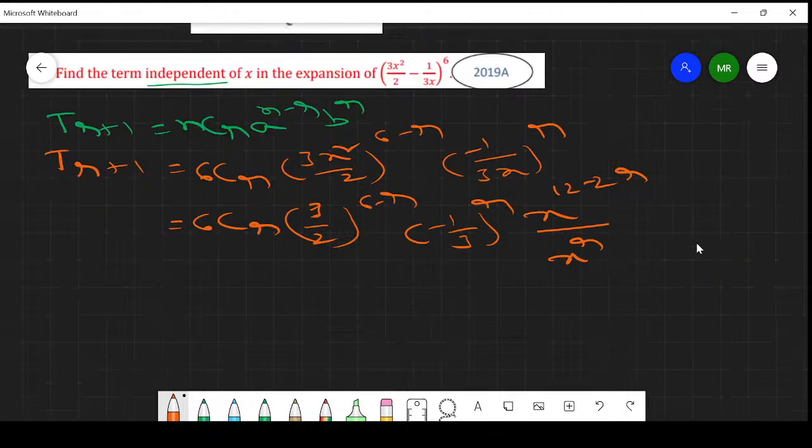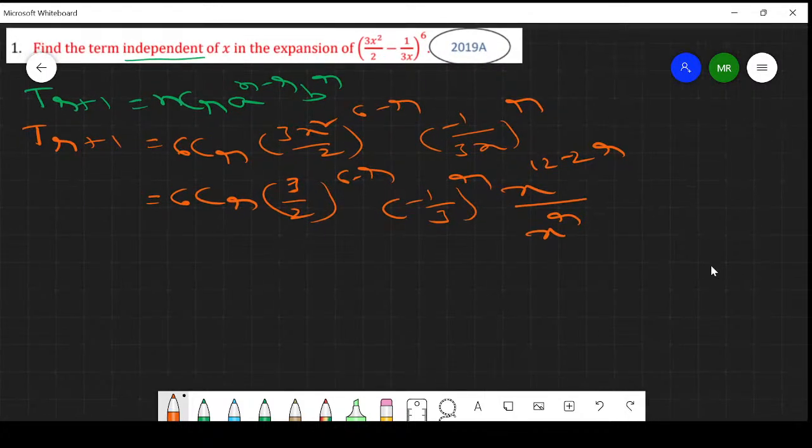This is important. Many people make a mistake here only. Be careful. I have written (3/2) whole power 6 minus r, and x square, and I have written (−1/3) whole power r, with x power 2 into (6−r), that is 12 minus 2r, divided by x power r.